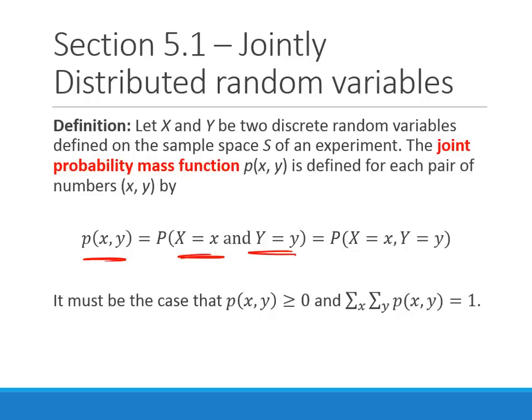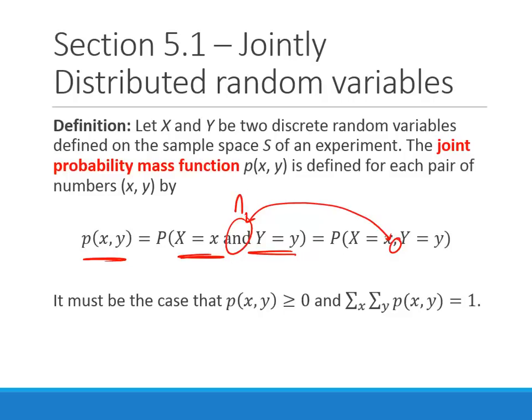And just to point out that when we're writing this out in probability notation, a comma is equivalent to an "and" symbol. So either way you want to write that is fine. Of course, you could also have an intersection in there as well.